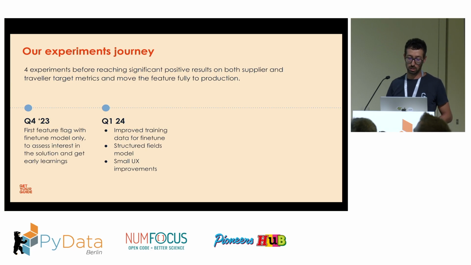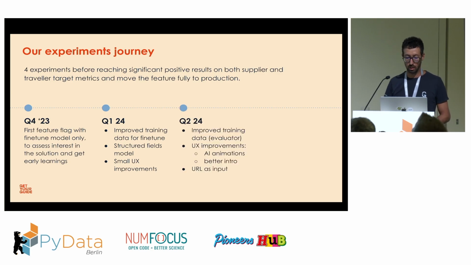We got positive signals, and in Q1 24, we launched the first real A/B test. We improved the training data for the fine-tuned model. We launched the first version of the structured field model, and we also had some UX improvements. The results here were mixed. We had some positive results, but not significant, and we also saw low adoption of the AI feature. But we were convinced of our bets, and we continued iterating.